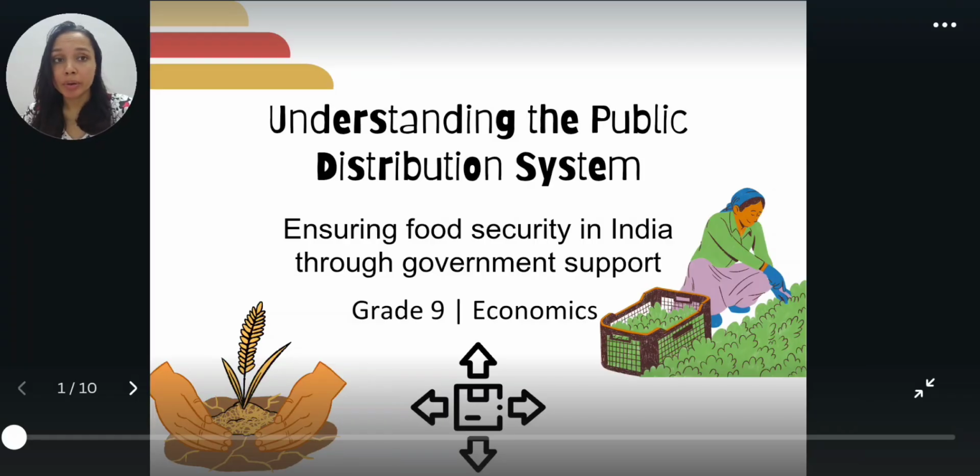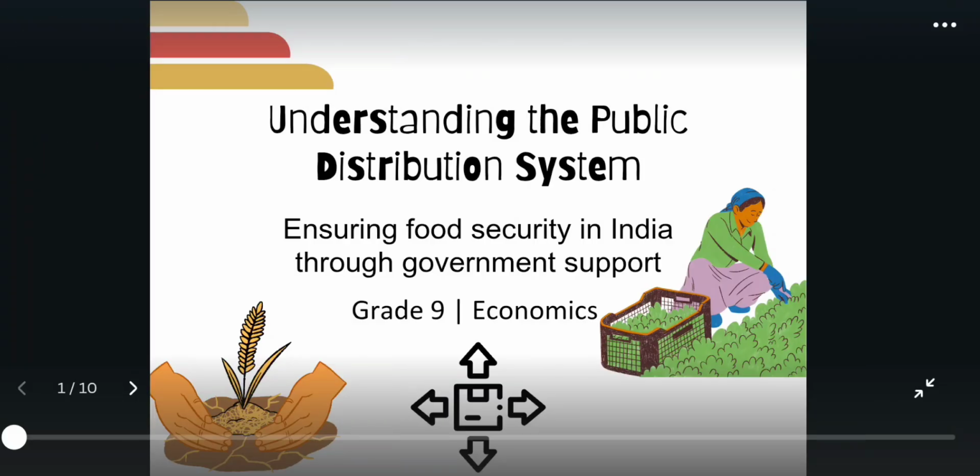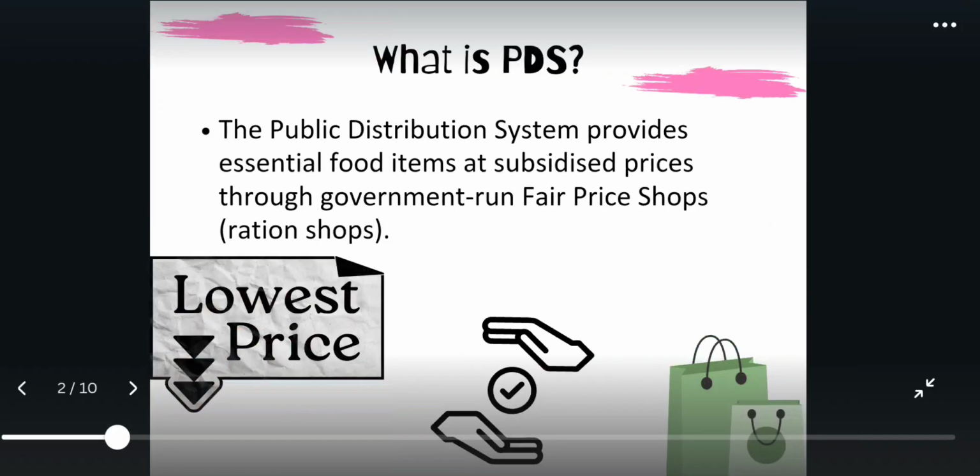Today we are going to learn about the public distribution system, ensuring food security in India through government support. Now, what is PDS, Public Distribution System? The system provides essential food items at subsidized prices through government run fair price shops, like the ration shops that we have in India.